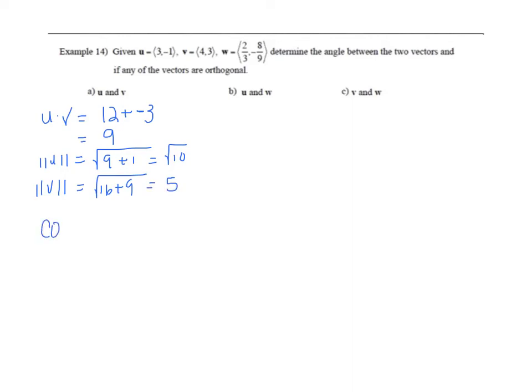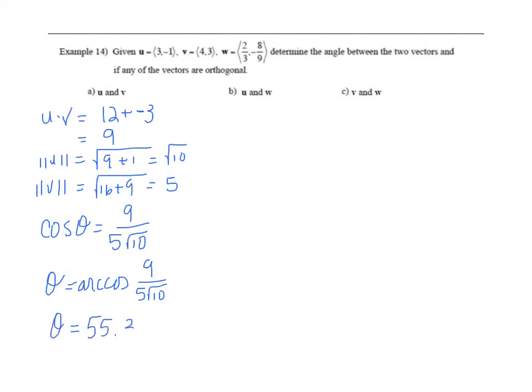So then when you go to find the cosine of theta, it will be the dot product, which is 9, over 5 times the square root of 10. And so theta is going to be the arc cosine of 9 over 5 square root of 10. So I took a little break and got my calculator out, and theta is going to be 55.3 degrees. And if you were to graph those two vectors, you would see that that's pretty close.